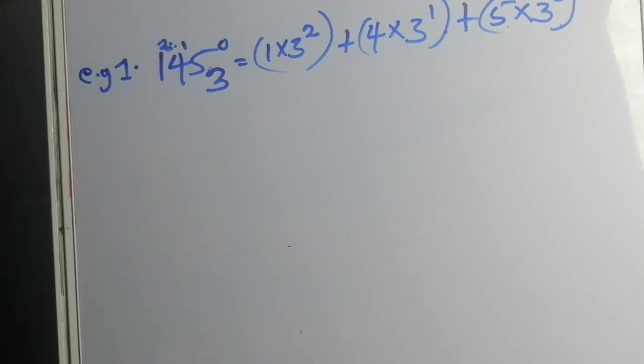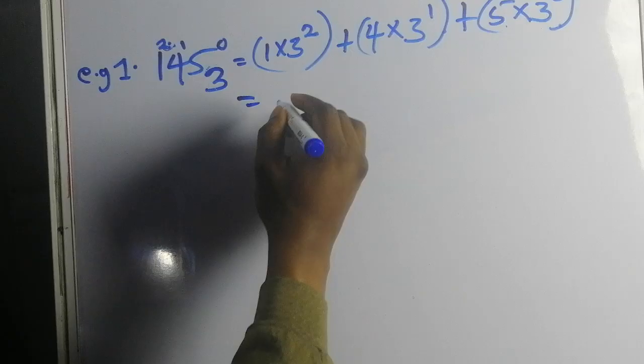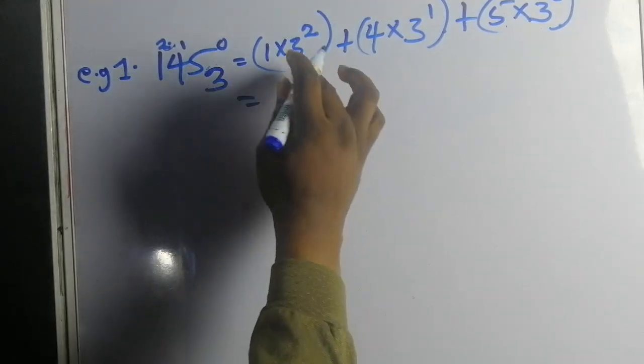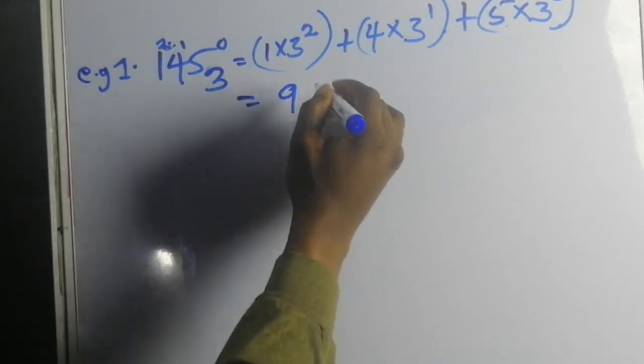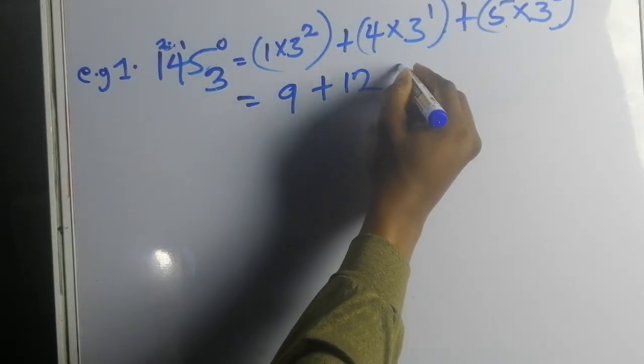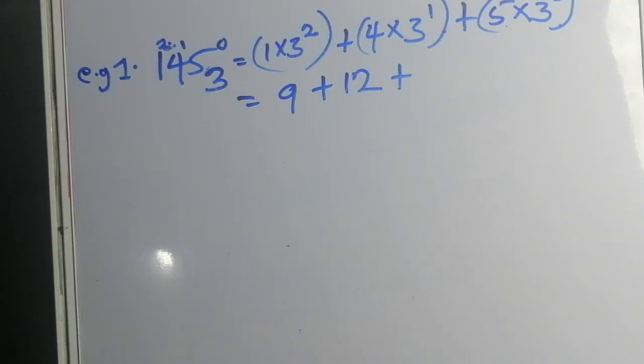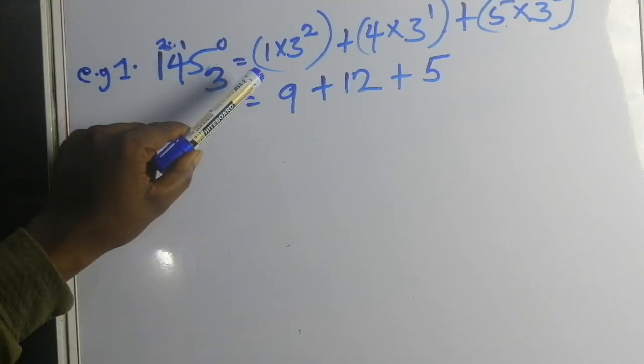So now it means that here we can have 3 times 3 is what? Is 9. That's 9 times 1. This one is 4 times 3, that's what? 12. This one is 5, and anything raised to power 0 is 1. So 5 times 1 is what? Is 5. I think it's very simple and straightforward.